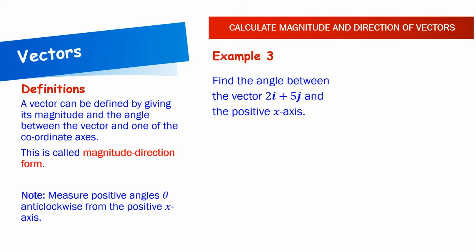Find the angle between the vector 2i plus 5j and the positive x-axis. Here are the axes x and y. Here's the vector 2i plus 5j. Here's 2 and here's 5, the lengths in the x and y directions. And here's the angle theta.